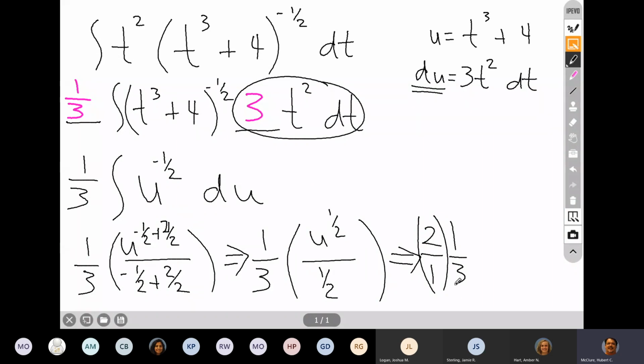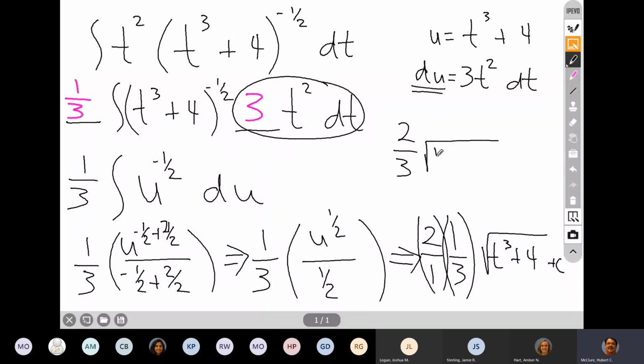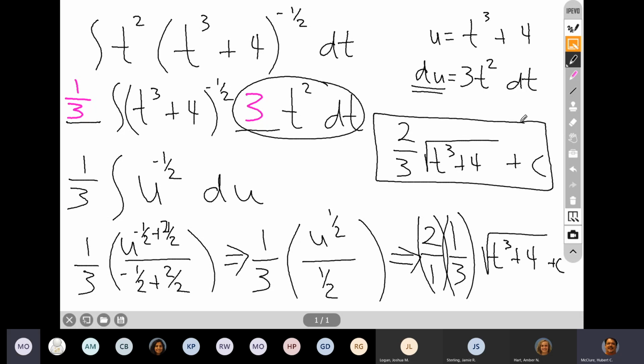Square root of t cubed plus 4 plus c, and that's going to be 2/3 square root t cubed plus 4 plus c to the third power. And you could write t cubed plus 4 to the 1/2 power if you wanted to. I just went ahead and changed 1/2 power to a square root.